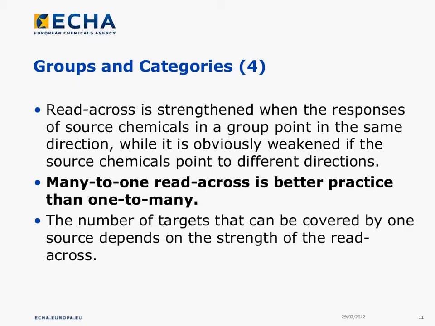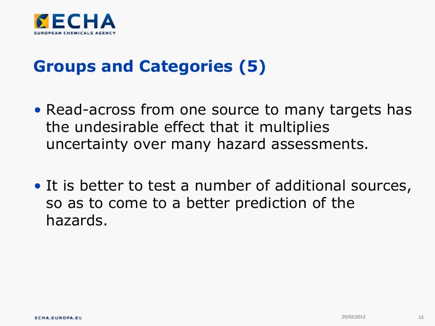The number of targets that can be covered by one source, so let's say the least favorable option under the second bullet point, depends on the strength of the read-across. Read-across can be very obvious and very strong, and in that case it may be justified to use one source to predict the properties of many targets. Read-across from one source to many targets has an additional undesirable effect that it multiplies uncertainty over many hazard assessments.